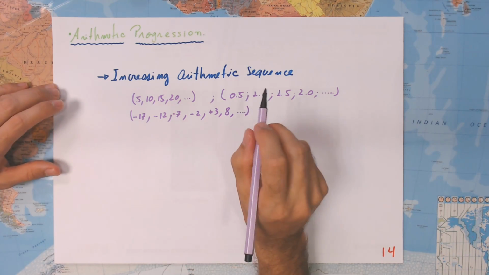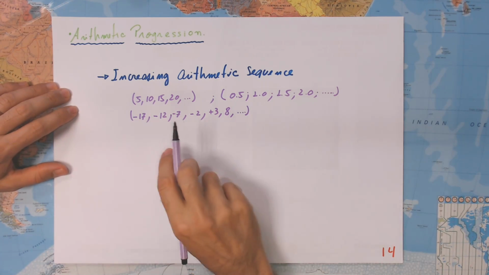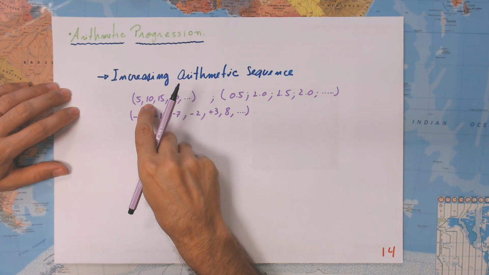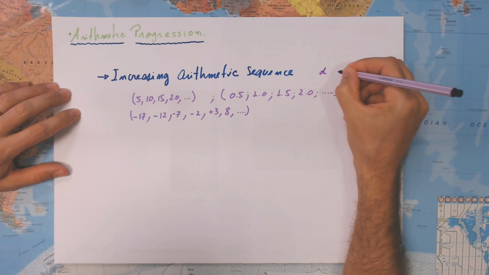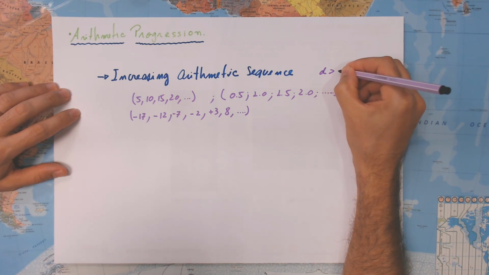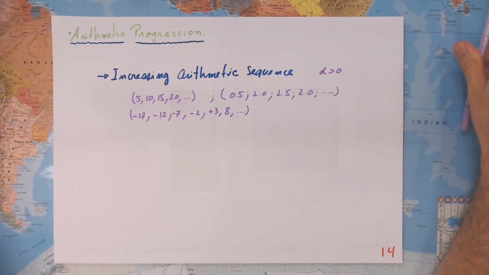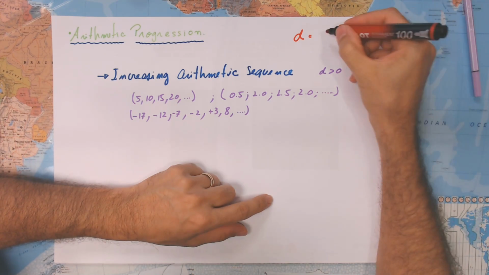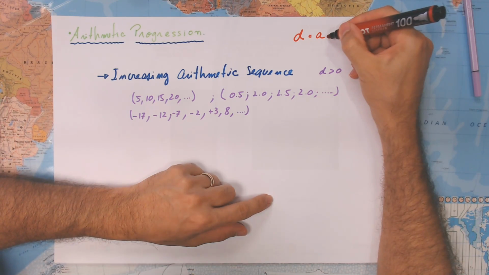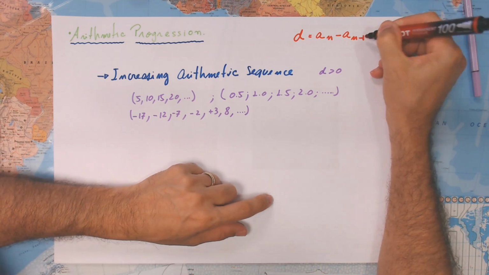Okay, we are always increasing because the difference between the next term and the previous one, we are going to say this: the d is always greater than 0. Greater than 0, not 0, okay? And if we just establish here, what is d? D is just a sub n minus a sub n minus 1.